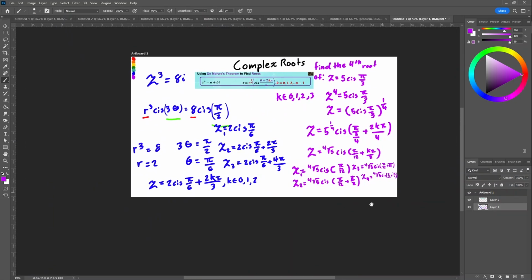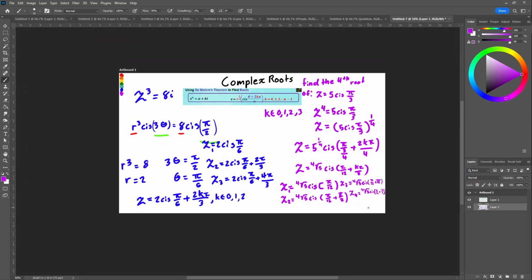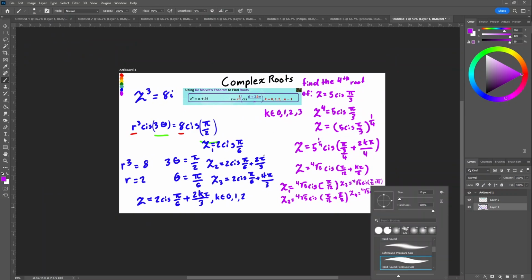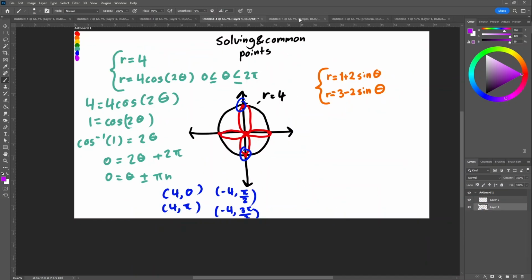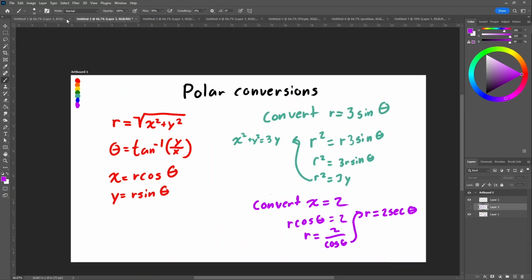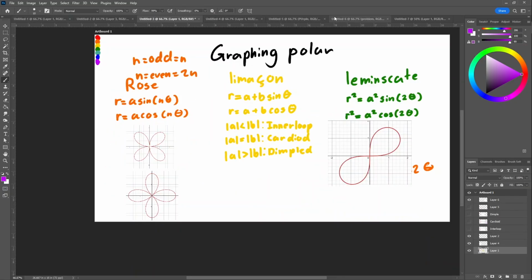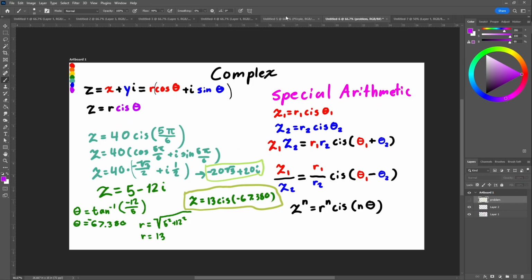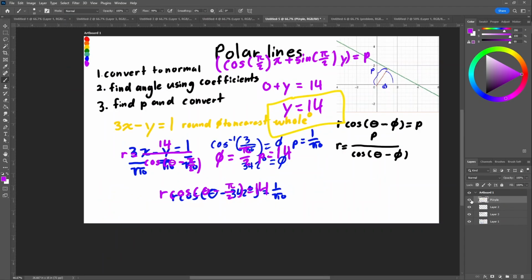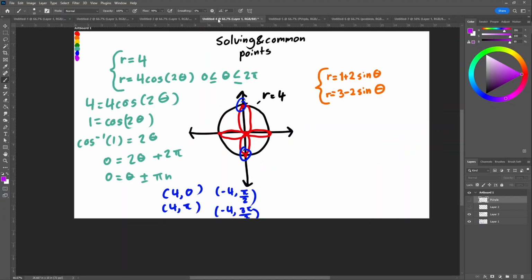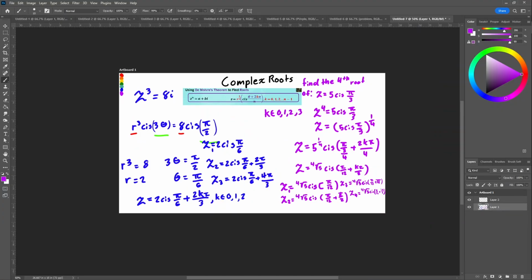So yeah, this has been a pretty long summary of Unit 7 and everything that we learned in it, or everything useful that we learned in it. Going from polar conversions, graphing polar conversions again, this time into complex. What was this? Polar lines, common points, and then finally roots.